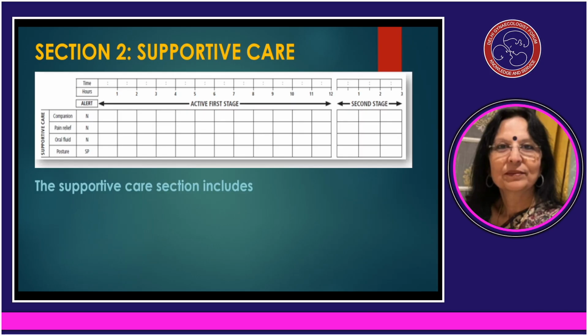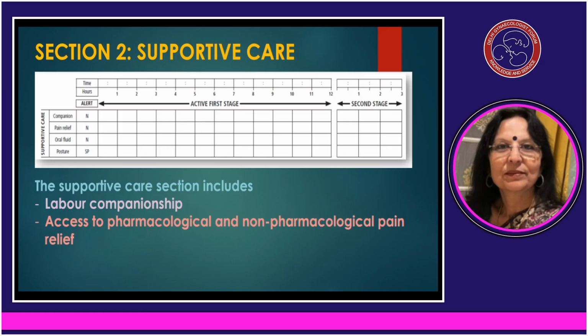Now, if you see the alert, the first part of supportive care is the companion. Alert is N, that if you have not given her a companion, this is an abnormal thing. So it is an alert. In case you have not offered her pain relief, this is an alert. In case oral fluids have not been given, this is an alert. And posture, if it is supine, this is an alert because you want the patient to be mobile as much as possible. All this is going to be plotted in the second stage of labor also. So this area was not there in the previous partogram.